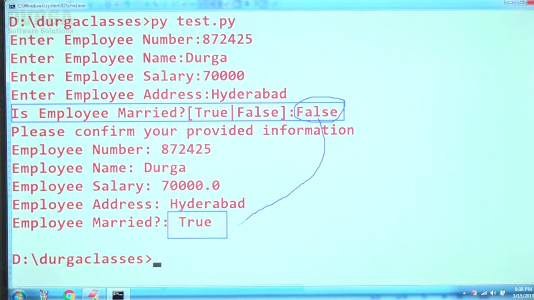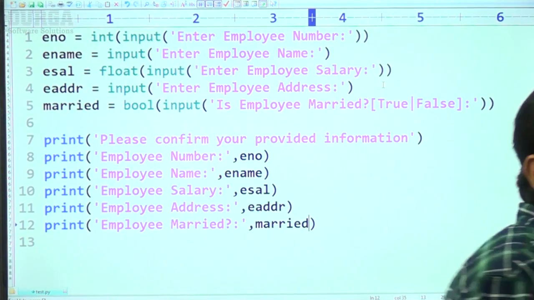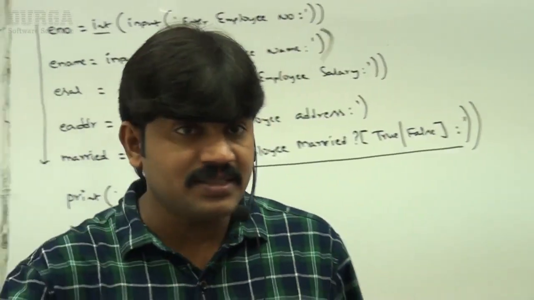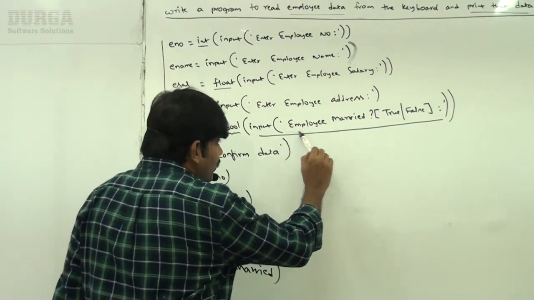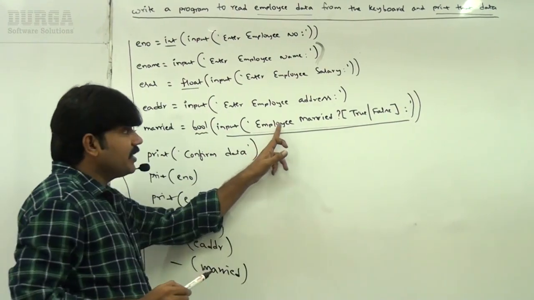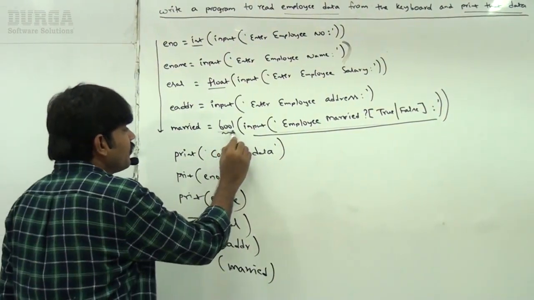Sir, I provided false. But how are you getting true? True is the answer. This is how the machine is aware that I'm already married, and I am providing wrong information. Is this program having any intelligence? No, no. A simple logical mistake we are doing, sir. That logical mistake you people should be aware of. What is that mistake? Listen carefully. Here, to convert employee marriage status to boolean type, which function are we using?